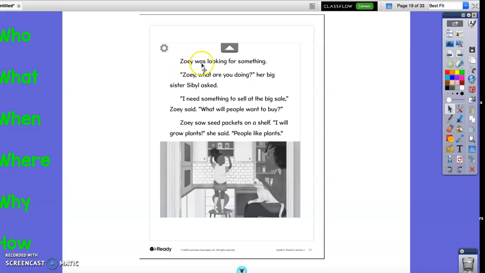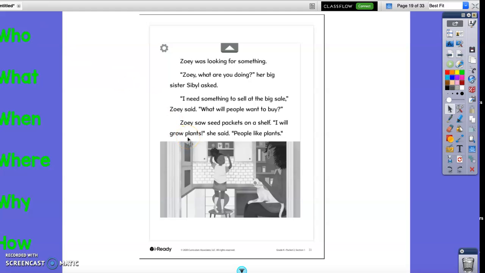Zoe was looking for something. Zoe, what are you doing? Her big sister Sybil asked. I need something to sell at the big sale, Zoe said. What will people want to buy? Zoe saw seed packets on a shelf. I will grow plants, she said. People like plants.